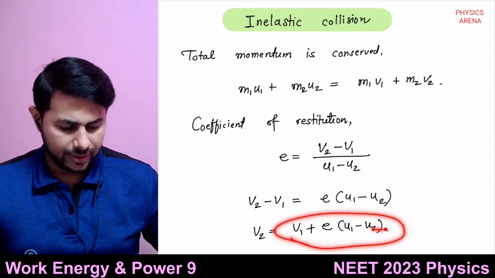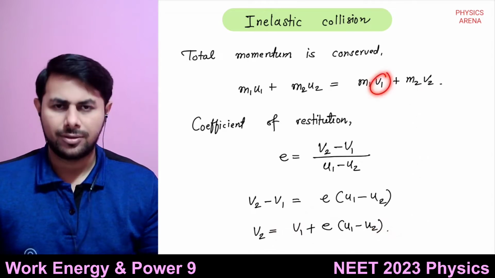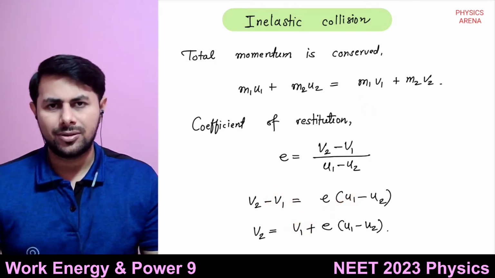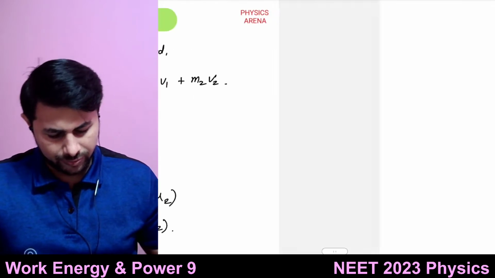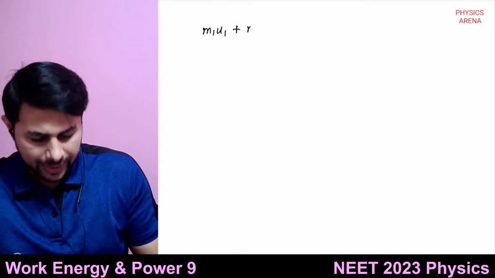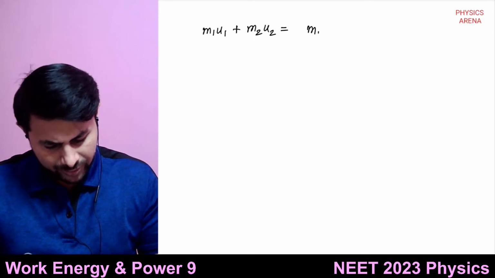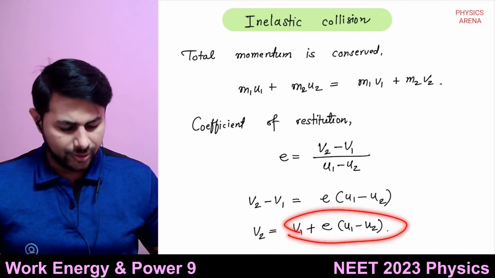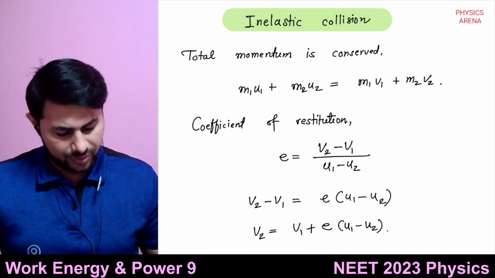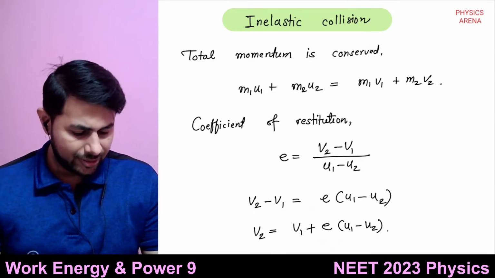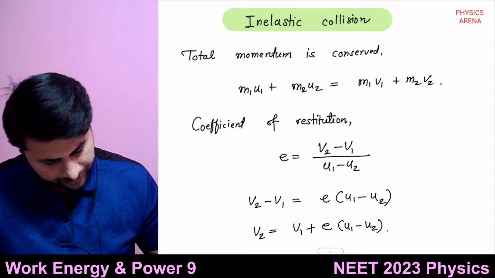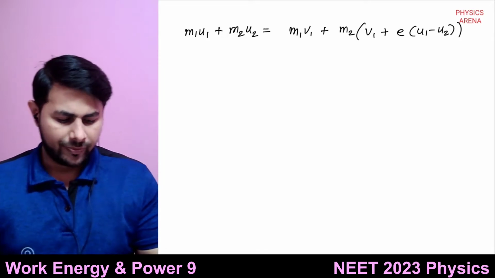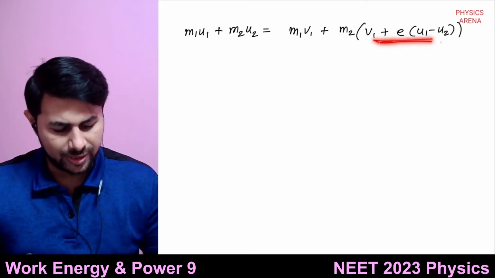And we can substitute this in this equation to find out v1, or we can find out v1 from here, and substitute that here to find out v2. So let's find out v1 and v2. So we have m1 u1 plus m2 u2 equal to m1 v1 plus m2 multiplied by v2, and for v2 what can we substitute? We can substitute this thing, right? So it is m1 u1 plus m2 u2 equal to m1 v1 plus m2 times (v1 plus e multiplied by (u1 minus u2)). So we have substituted for v2. v2 is this thing, right?